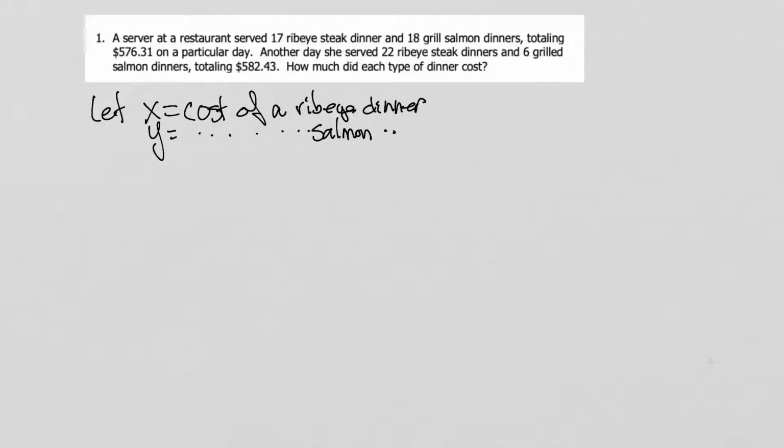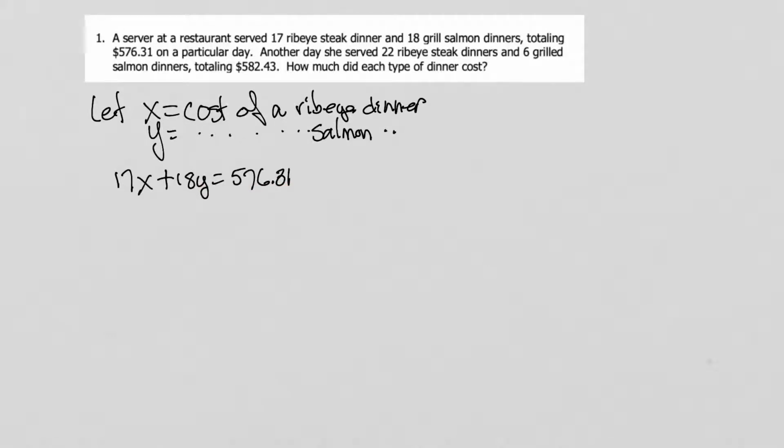So let's write this as this. If we have 17 X's, 17 of those dinners, plus 18 of these salmon dinners, that total cost would be $576.31. Now look what we have here. This is the cost of one dinner, and we have 17. So think of it this way. Multiplication is times, so we have 17 of those costs plus 18 of these costs, and that total is $576.31.